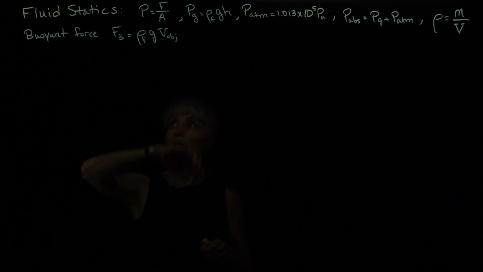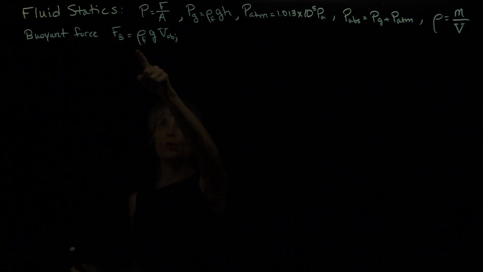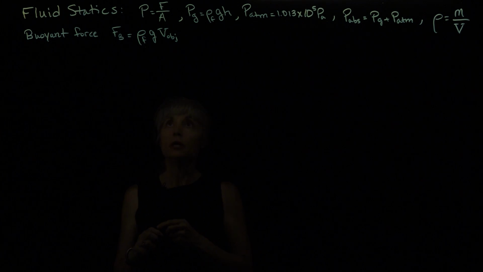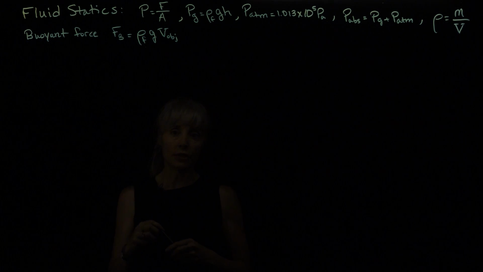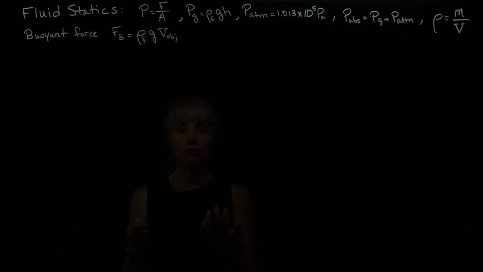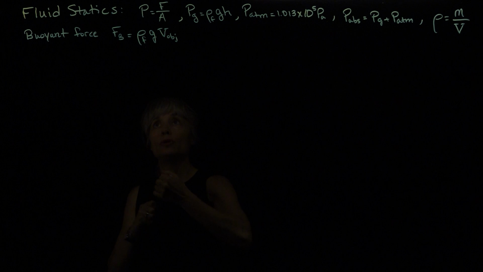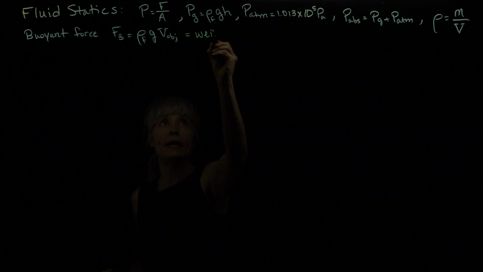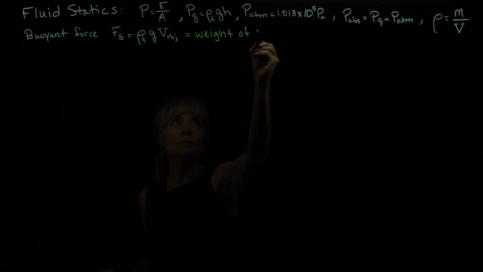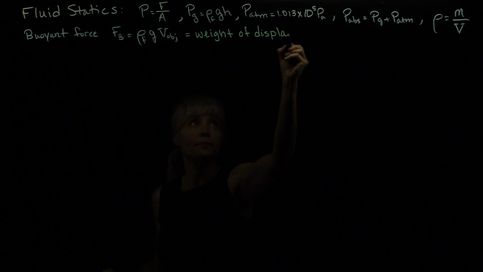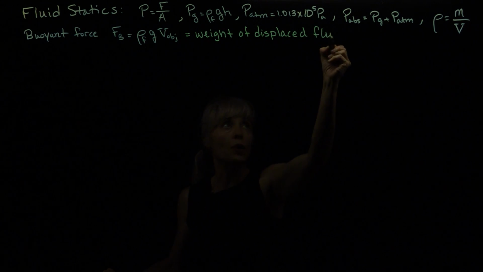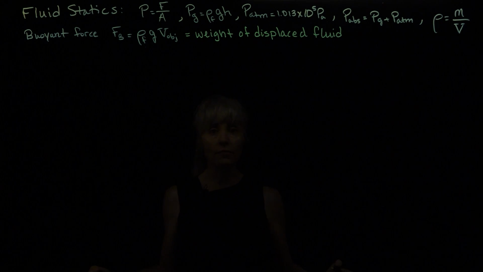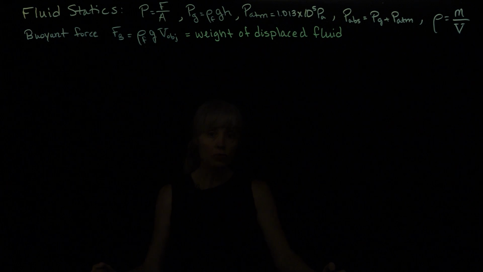And then in the last video, or two videos ago, we derived the buoyant force equation. This is the force that is exerted up on an object due to the fact that it is submerged in a fluid. And in the last video, we were able to see that this is just equal to the weight of displaced fluid. So this is the weight of the fluid that had to move out of the way in order for the object to be in the fluid.